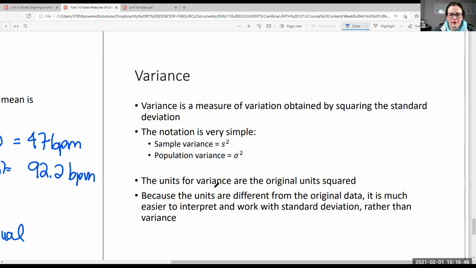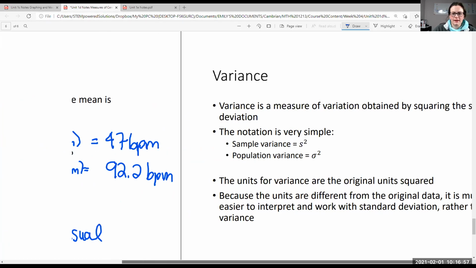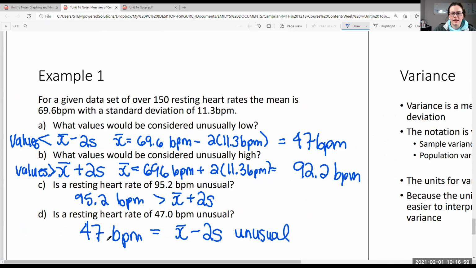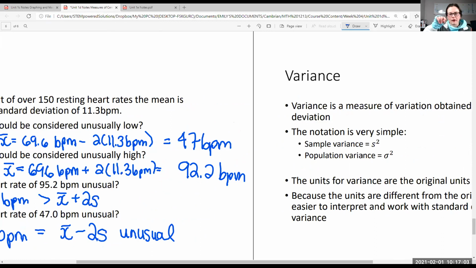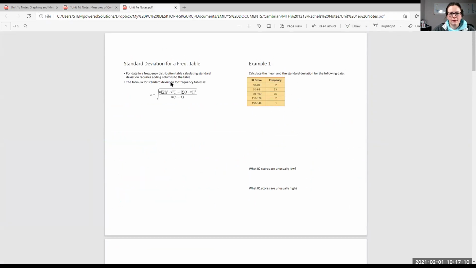Because the units are different from the original data, it is much easier to interpret and work with standard deviation rather than variance. Okay, so that's just a little note on variance. All that you have to do with the standard deviation is square it, to the power of 2, and you'll get variance. All right. And with that, we're going to move on to the next topic.